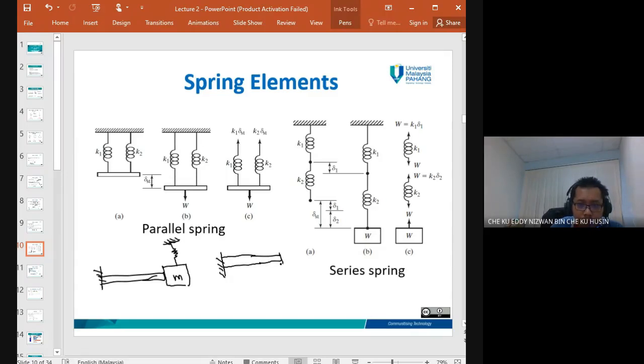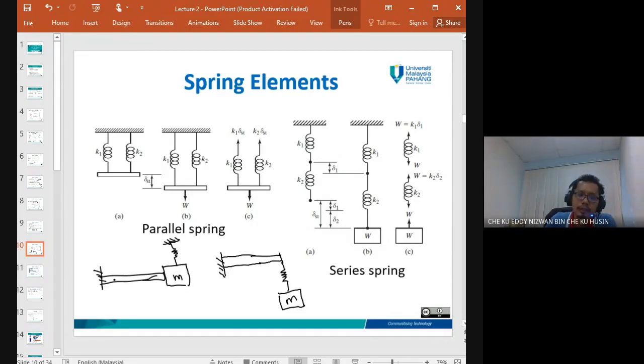F cantilever beam, and then we put another spring here and then attach to the mass. Okay, so for the first example here, to identify, as I mentioned before, whether this one is a parallel or series. Parallel means that all the springs are in direct contact and share the same coordinate. So if the first spring moves 1 unit, the second spring also moves 1 unit. So this one we can consider as a parallel.